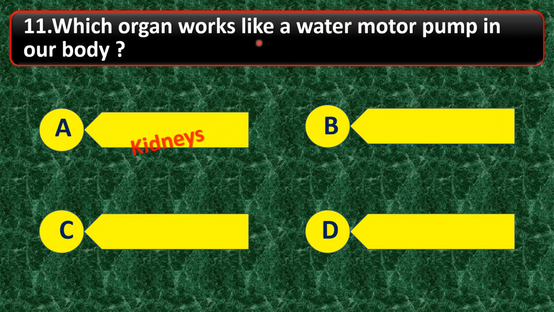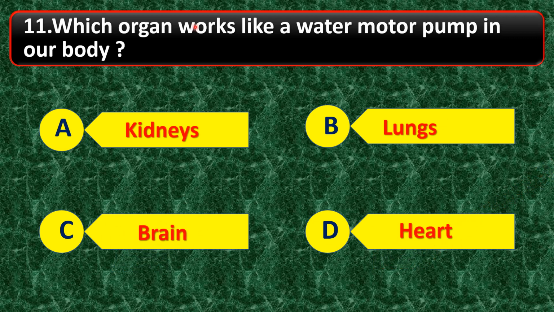Which organ works like a water motor pump in our body? Option A, kidneys. Option B, lungs. Option C, brain. And option D, heart. The correct answer is option D, heart.